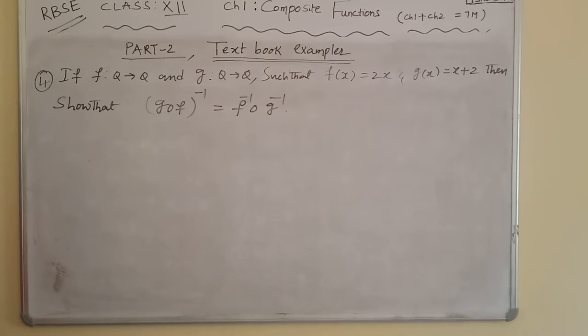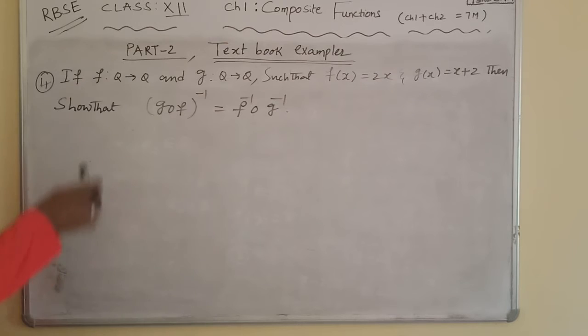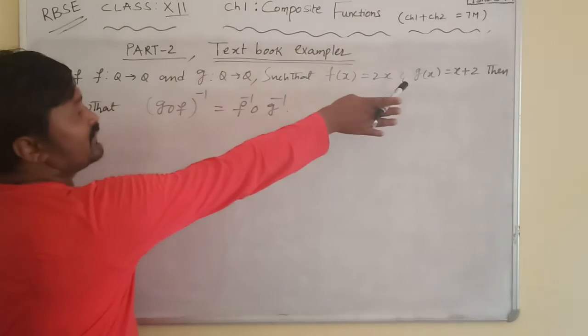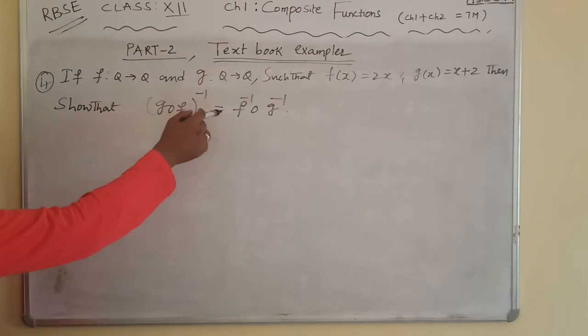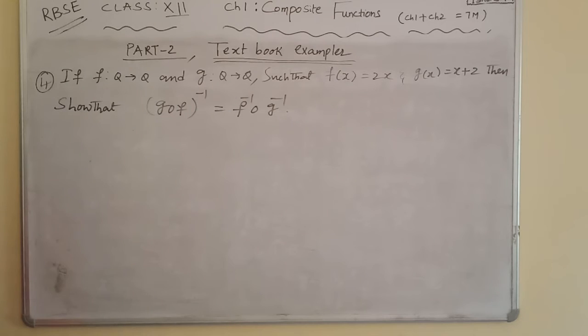So here, our next question is this: f maps Q to Q and g maps Q to Q such that f of x is equal to 2x, g of x is equal to x plus 2. Then show that (g circle f) whole inverse is equal to f inverse circle g inverse. So here you understand that f and g are two linear functions.